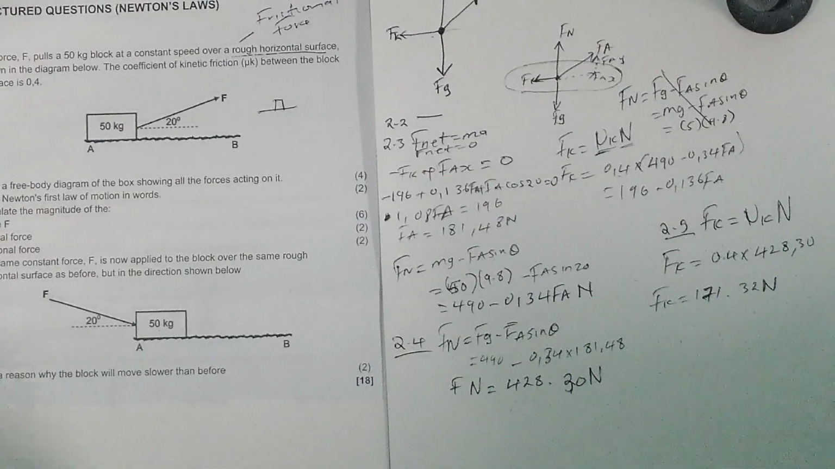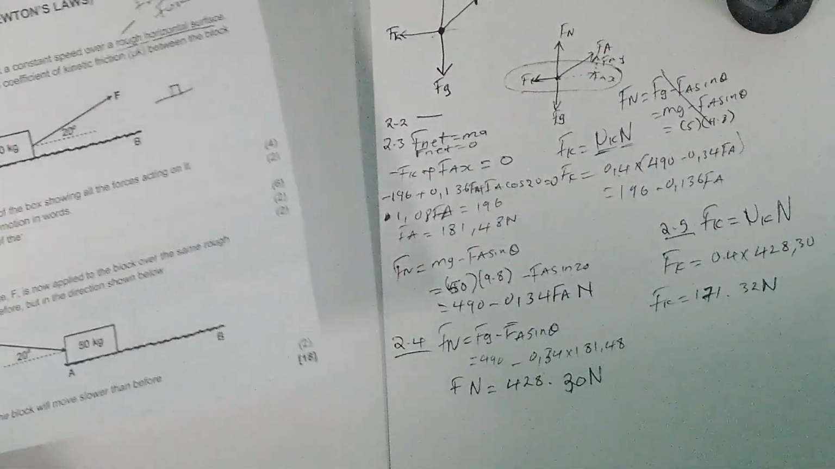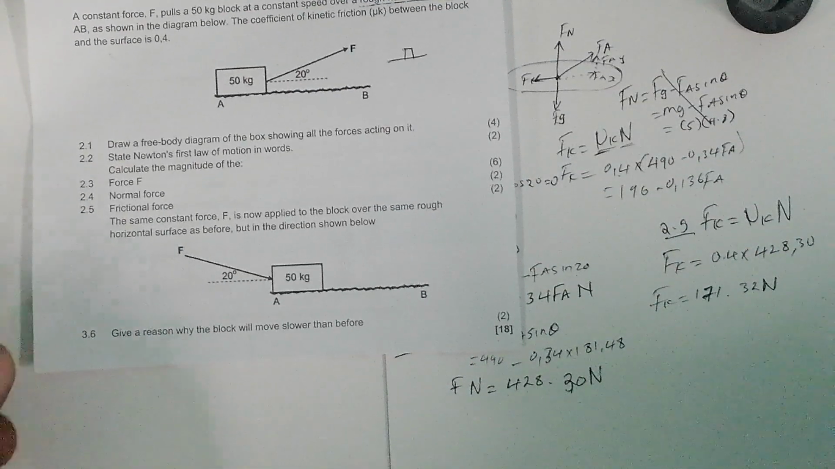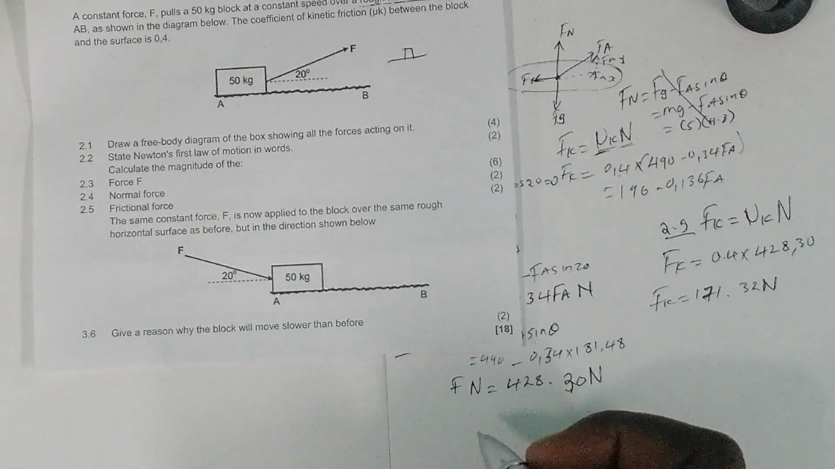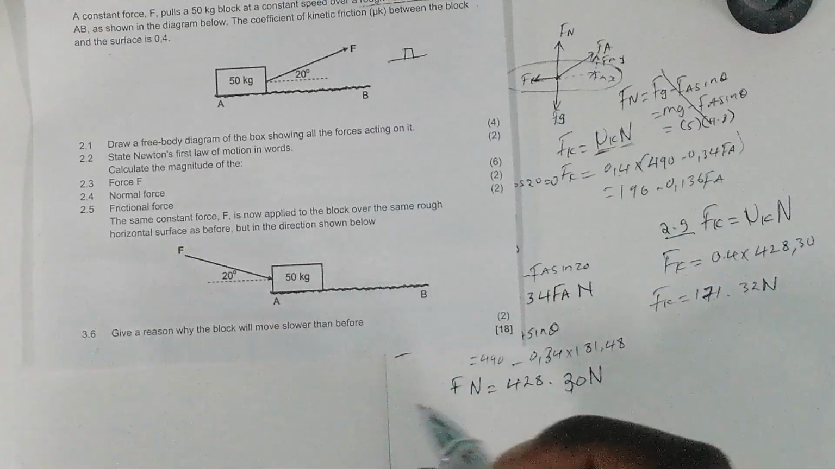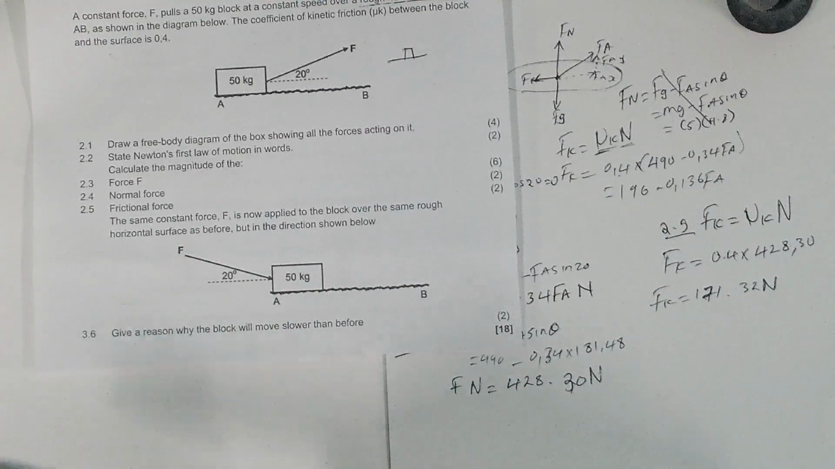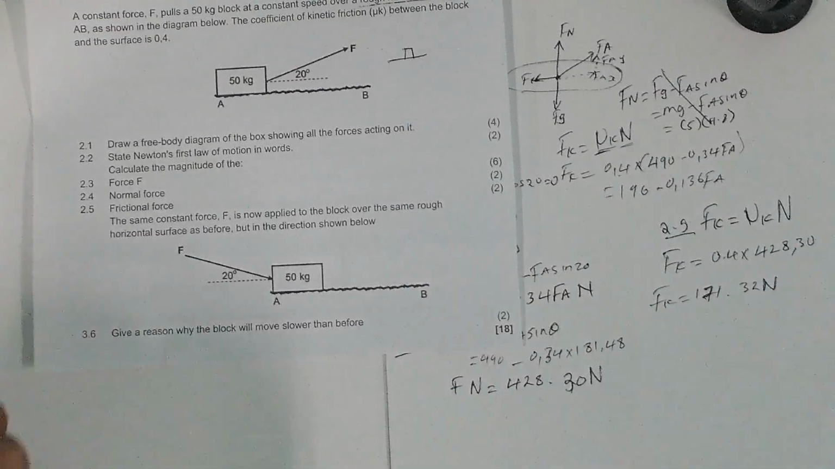Okay, I don't know if you guys understand this. Okay, now they want us 3.6. How is it 2? They're supposed to write 2.6, not 3.6. Okay. This is actually, you must give a reason.